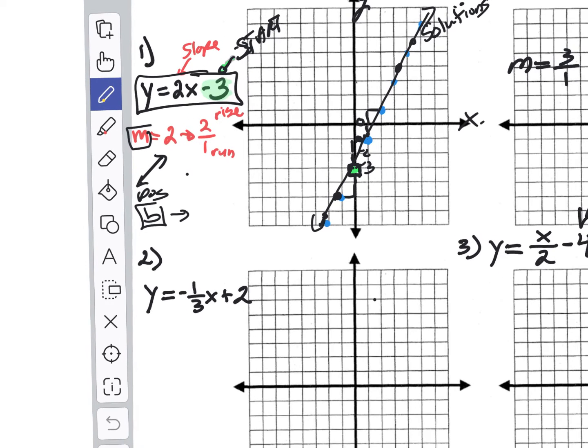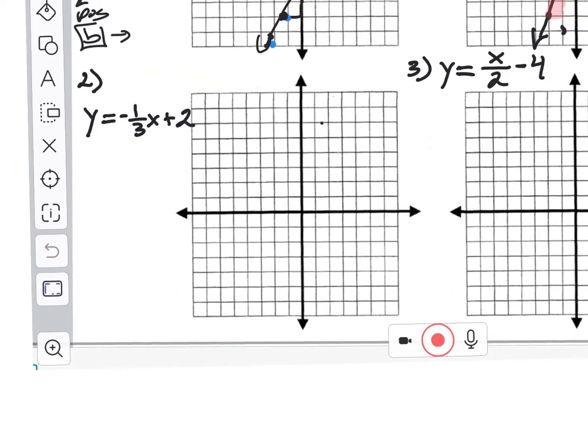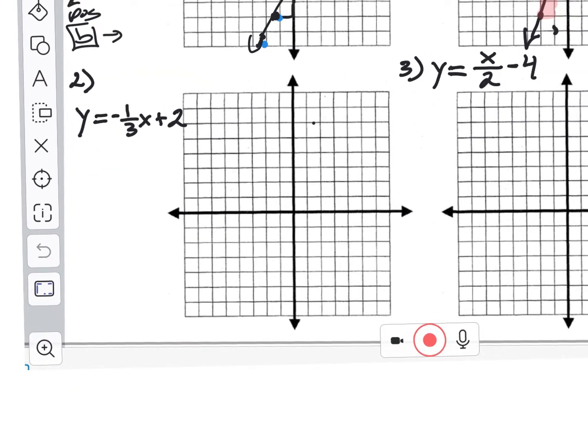So let's look at number 2. Identify the slope, right? The slope is what is being multiplied to the x. So our slope in this problem is -1/3. So remember, we're going to rise 1 and run 3, but it is a negative slope, so we have to be slanting downhill. Negative is going downhill.